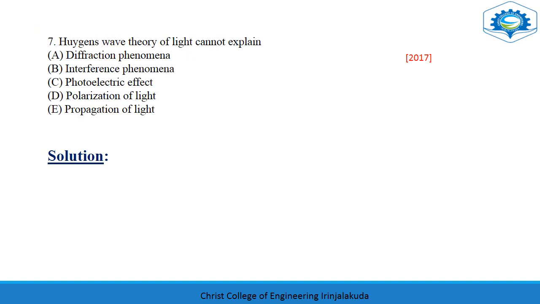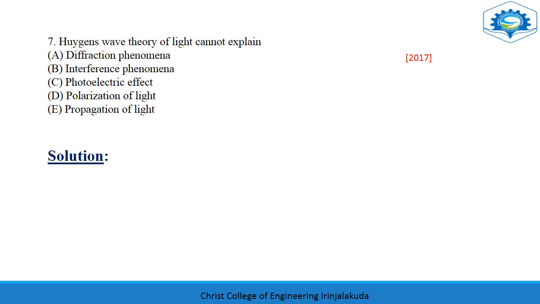Next question, again a question from 2017 paper. Huygens wave theory of light cannot explain: option A, diffraction phenomena; option B, interference phenomena; C, photoelectric effect; D, polarization of light; and E, propagation of light. So first, option A about diffraction. Diffraction is a property of light that can be explained by wave theory. Next option, interference. Interference is also a property of light that can be explained by the wave theory of light.